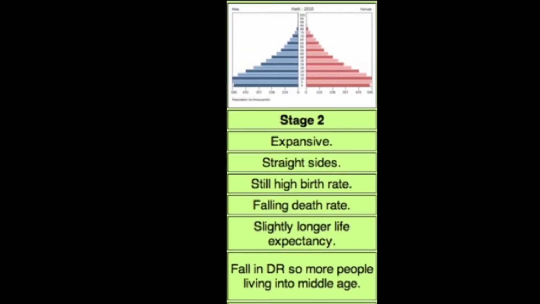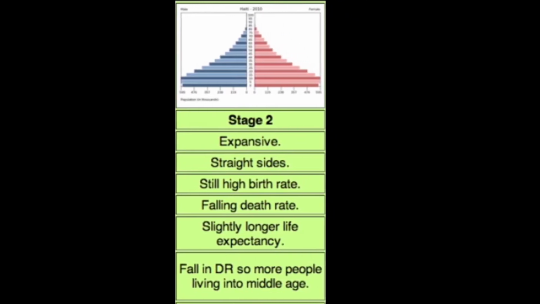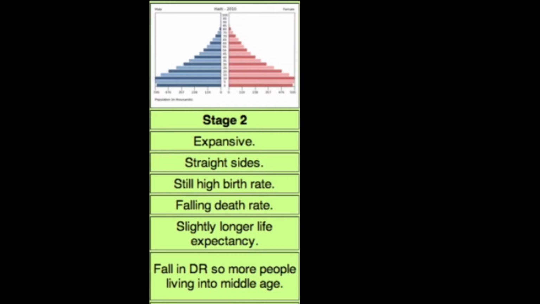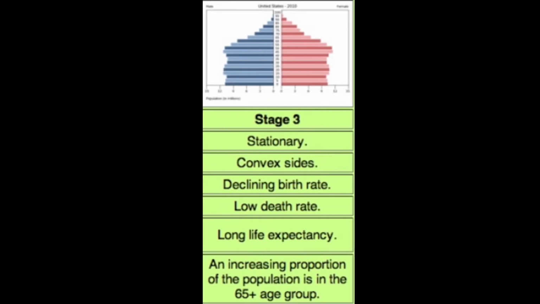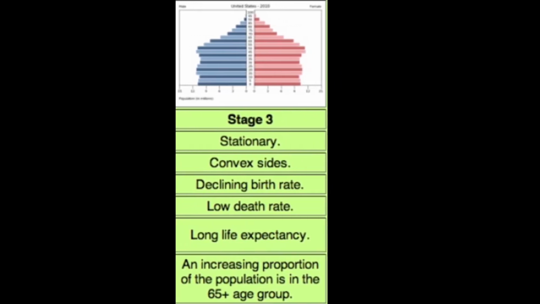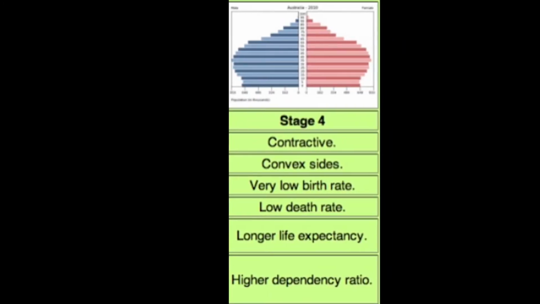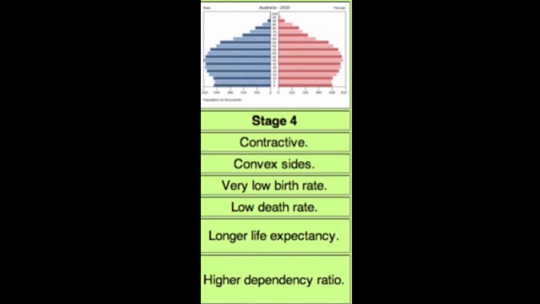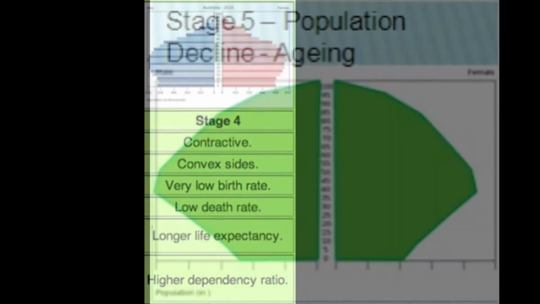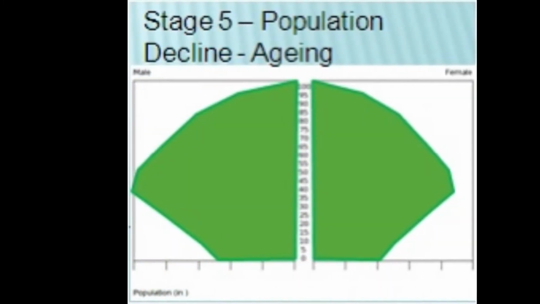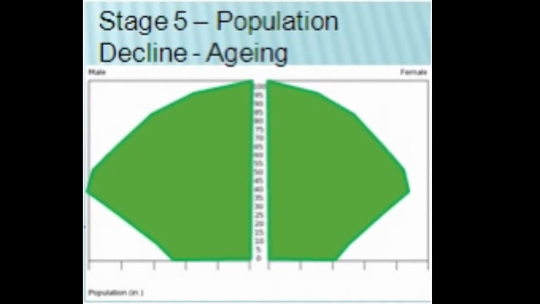Stage 2 is characterized by high growth due to high crude birth rates and declining crude death rates. Stage 3 is characterized by declining growth due to declining crude birth and crude death rates. Stage 4 is characterized by low growth due to very low crude birth and crude death rates. Possible stage 5 would be characterized by decline in the population due to very low crude birth and crude death rates.